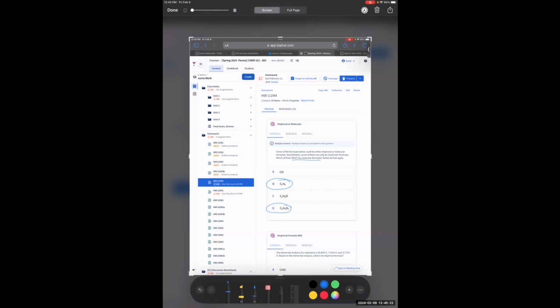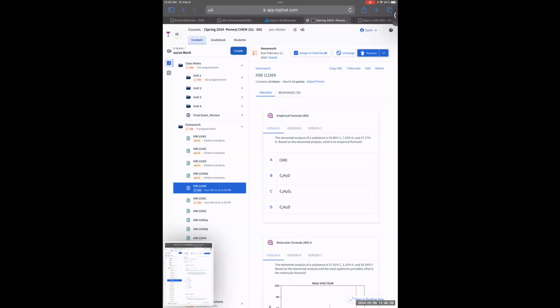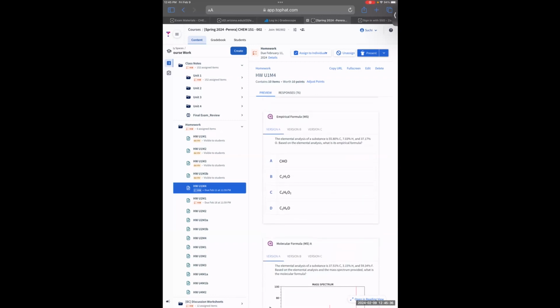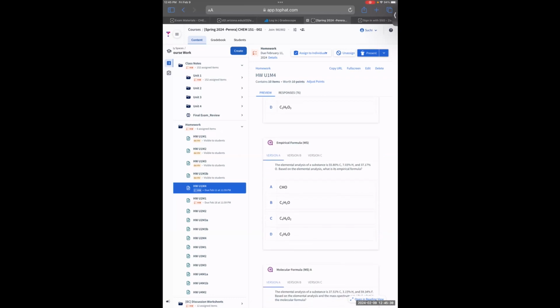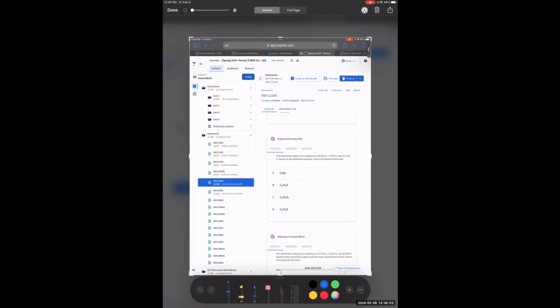All right, only three more questions. So quickly, let's see what's going on here. The elemental analysis of a substance is given. Based on the elemental analysis, what is the empirical formula? I think the best way to do this is to take a certain amount of this substance and determine the moles of carbon, hydrogen, and oxygen in it. That's all we do.